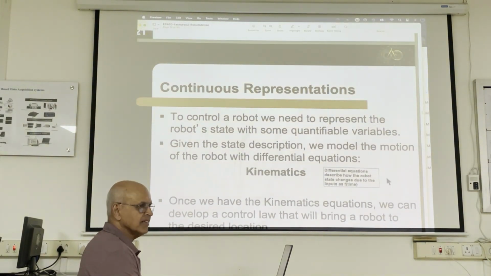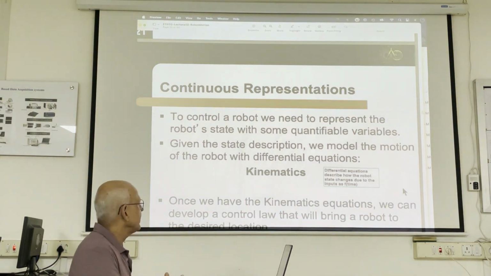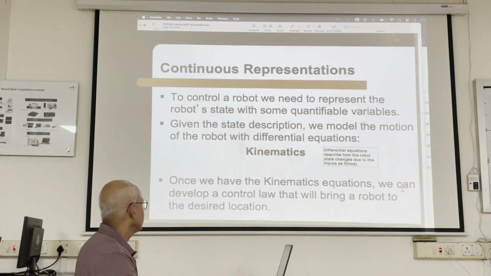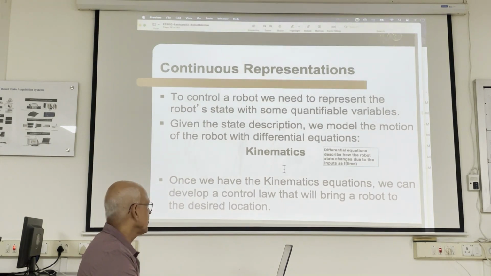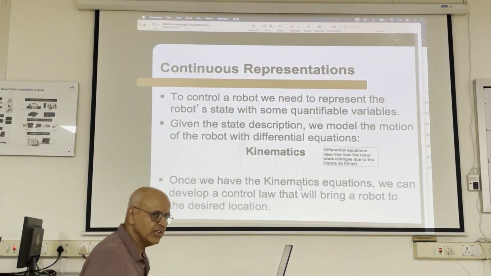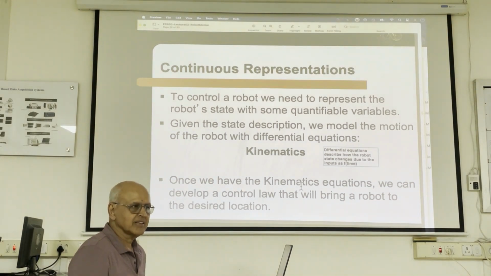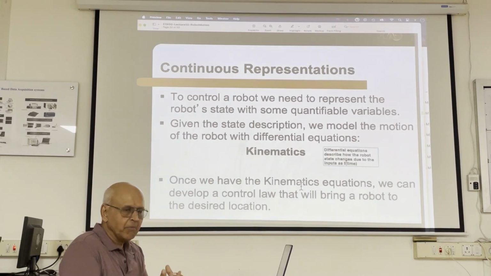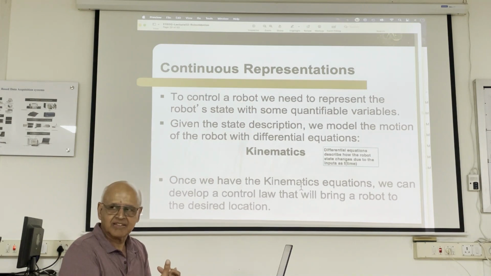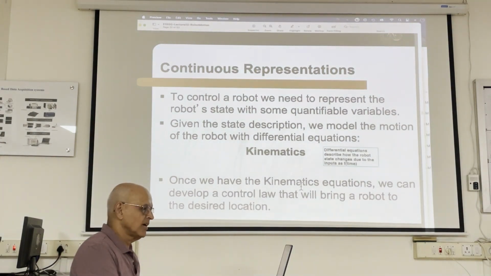So typically, you have to resort to physics, because differential equations describe how the robot state changes due to the inputs. You have to start from there as you build your model. And then once you have the differential equations, they are used to generate kinematic equations. Once you have the kinematic equations, you can start designing a controller for it. The kinematic equations are understanding the motion in the form of a math model. Not just looking at it and saying, oh yeah, I understand that. No, you want a math model for it. Then you can design a control law.